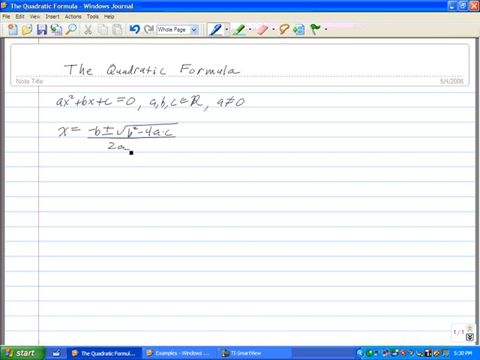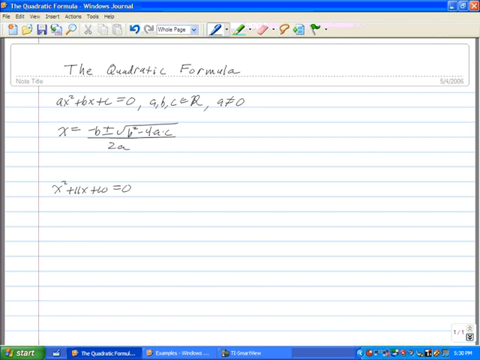This formula will solve any quadratic that you need to solve, regardless of how many answers it has and what kind of numbers those answers are. This formula will do it. So let's just jump straight in and take a look at a few examples. Let's look at x squared plus 11x plus 10 equal to 0.